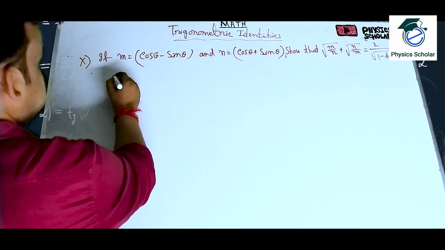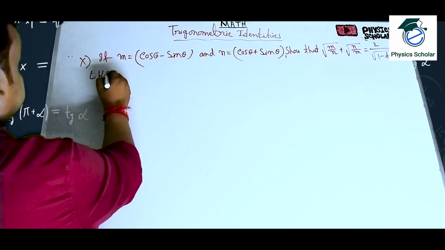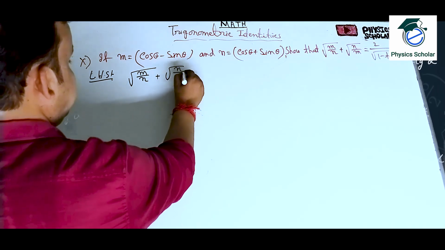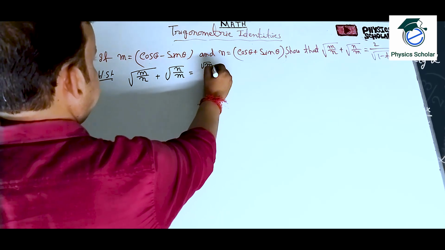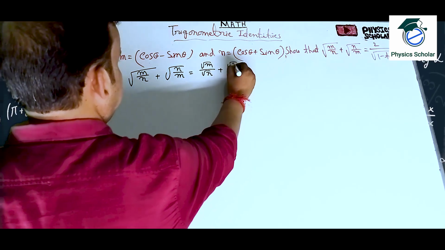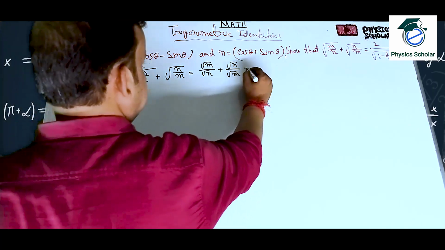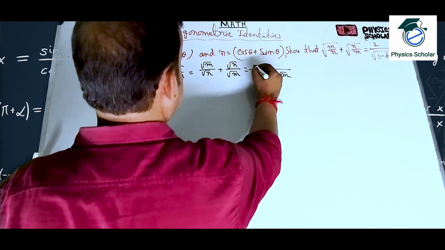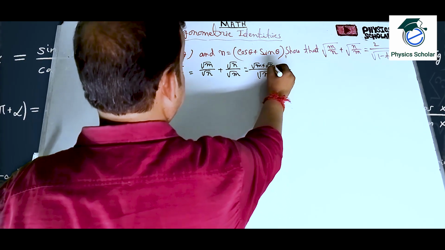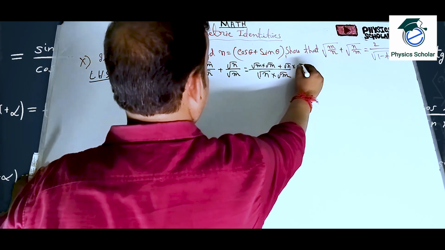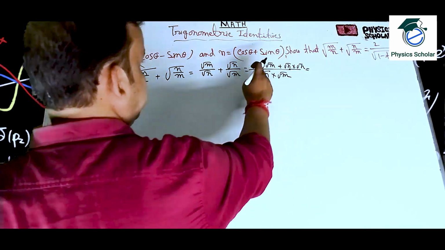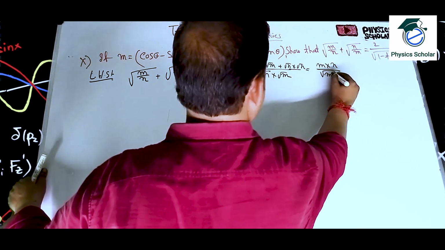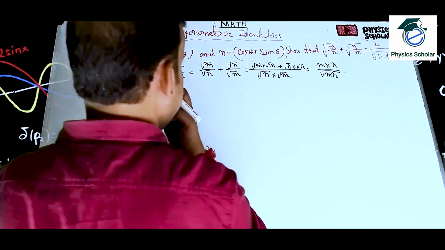So now let us start. What is given? Left hand side: root over m by n plus root over n by m. Clear? So what we can write? Root over m by root over n plus root over n by root over m. Clear? Is equal to root over n into root over m will be the LCM. So it will be what? Root over m into root over m plus root over n into root over n. Clear? So that means what? Root of m into root of m means what? M plus n divided by root over mn. Clear? So this is what we are finding, okay, as left hand side.